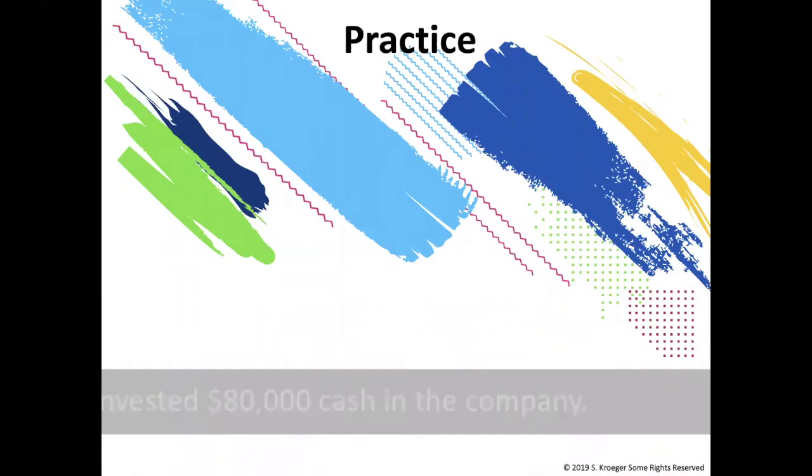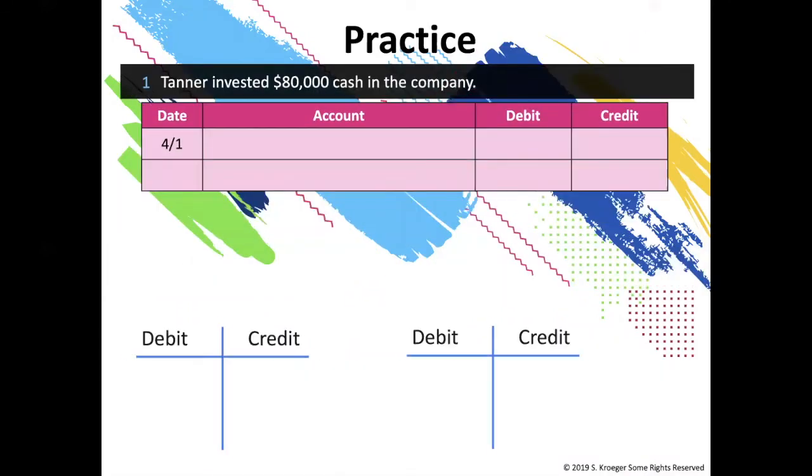In order to make this easier for us, I have the presentation split up between the different transactions that are occurring. The first one on January 1st, Tanner invested $80,000 cash in the company. And I have the 2 T accounts at the bottom because this will be affecting 2 accounts. I think the hardest part is to figure out which 2 accounts are being affected here.